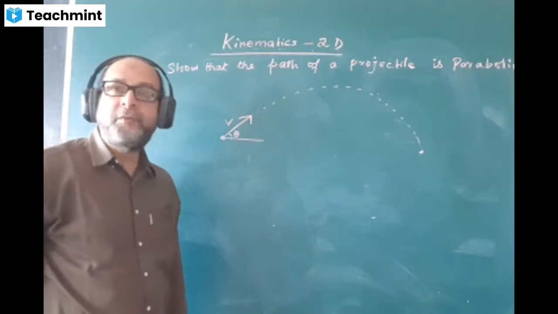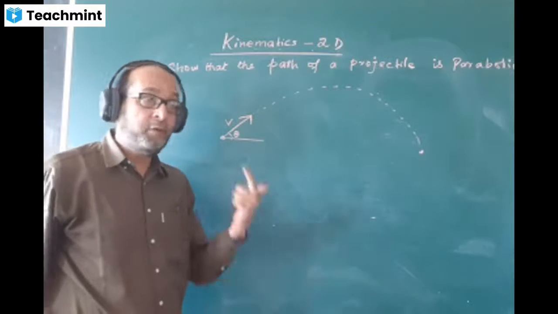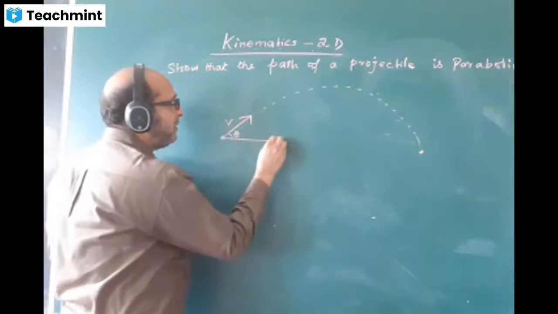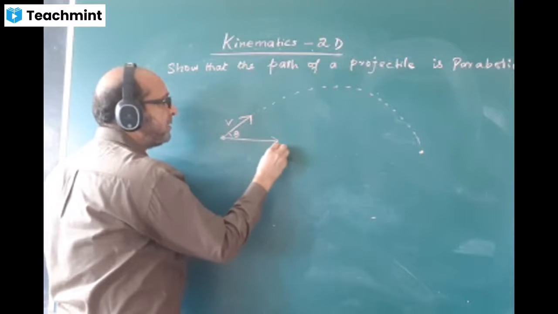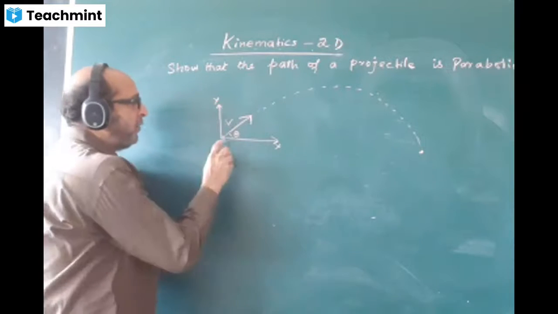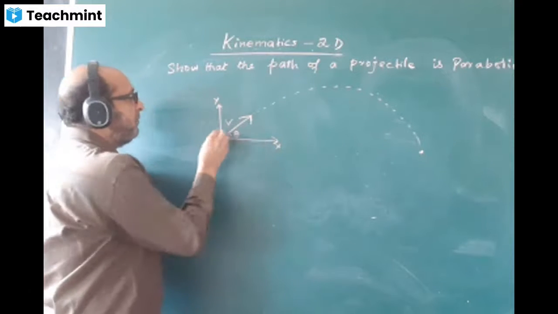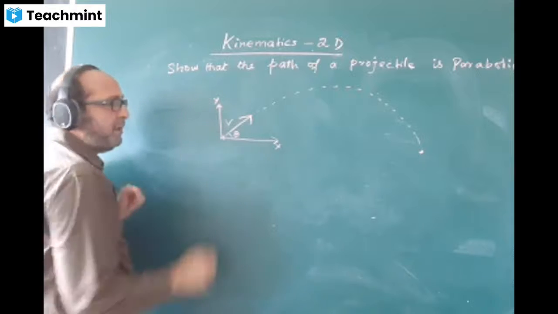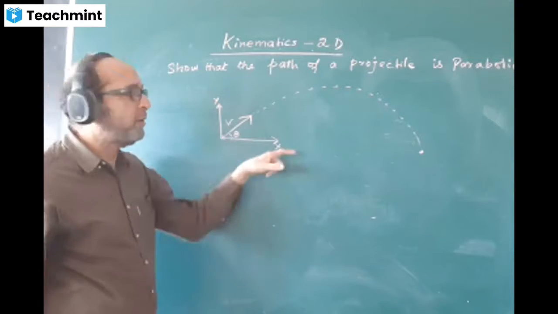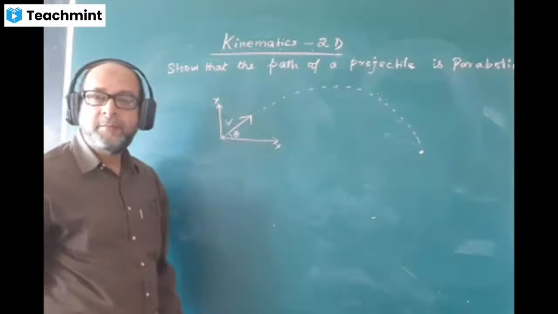Okay. For proving this, I'll show how we can prove it. I'll take it like this. This is the x-axis. This one I'll take as the y-axis. Velocity in the x-axis, and this is velocity in the y-axis. This is responsible for the height and this is responsible for covering the horizontal distance.